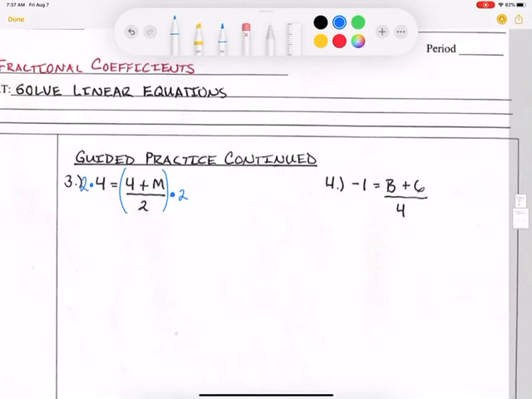When I multiply the fraction by 2, the denominator and this 2 cancel out. And it leaves me with what's up top, which is 4 plus m. On the left side, I have 8. So 8 equals 4 plus m. Now I just have to move the 4 by subtracting it from both sides.